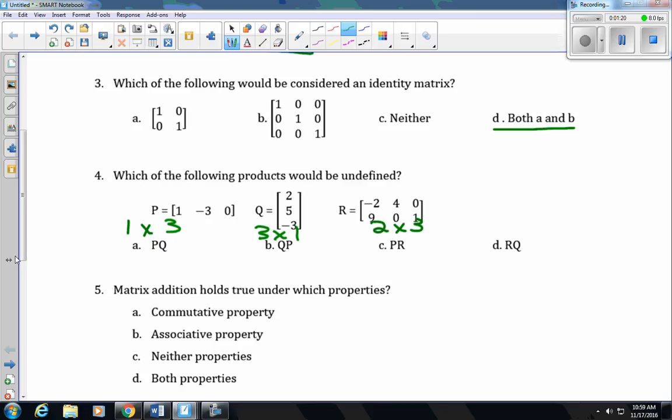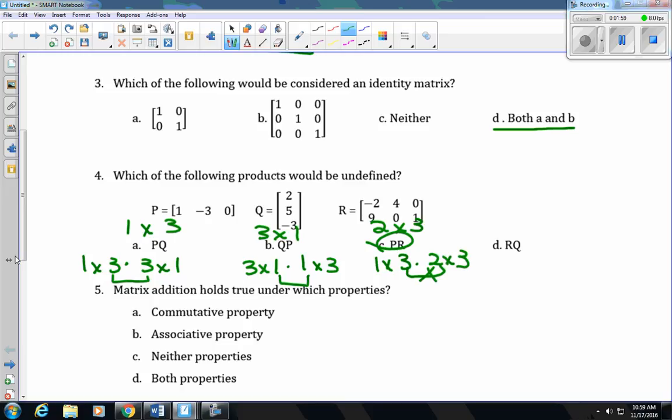Okay. So PQ would be 1 by 3 times 3 by 1. Is that working? Yeah, because the inner dimensions are the same. Okay. So then we have QP. We have a 3 by 1 times a 1 by 3. That's good. That'll work. Will you get the same matrix if you multiply PQ and then QP? No, because multiplication is not commutative when you're dealing with matrices. All right, so far we're good. What about PR? A 1 by 3 times a 2 by 3. That one won't work because the inner dimensions are not the same. So that's how you know that you can multiply.